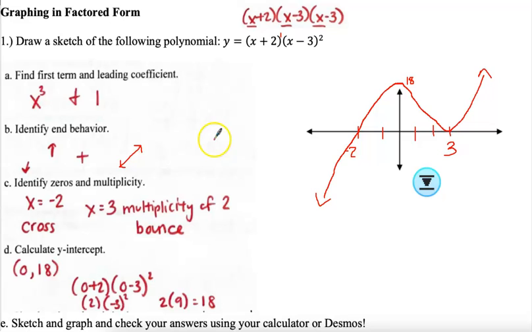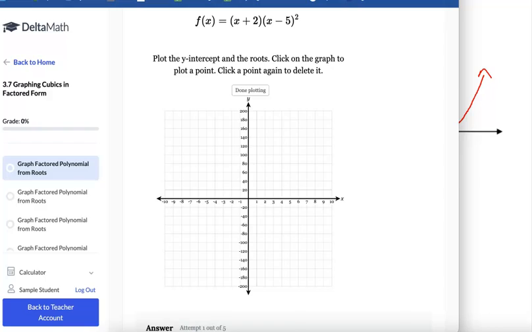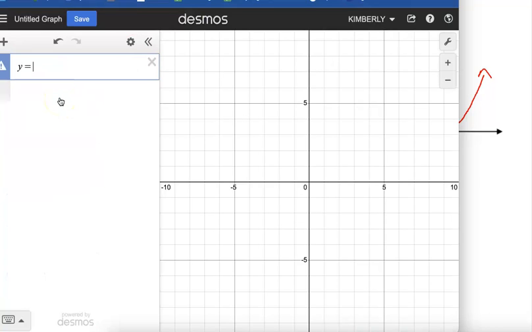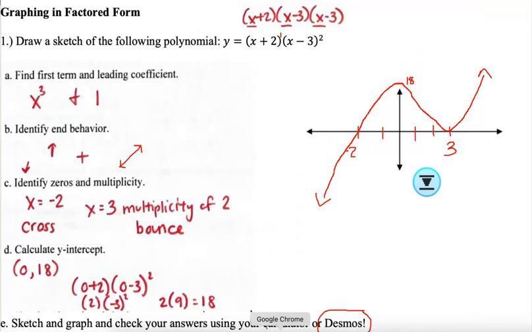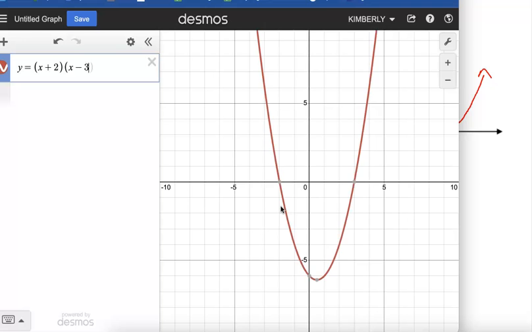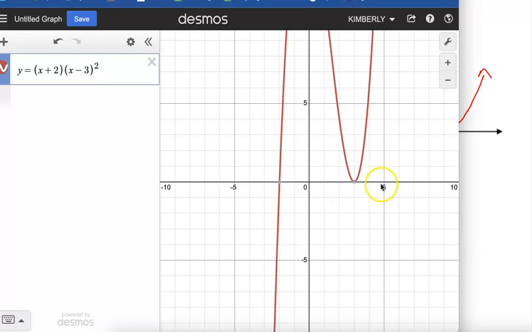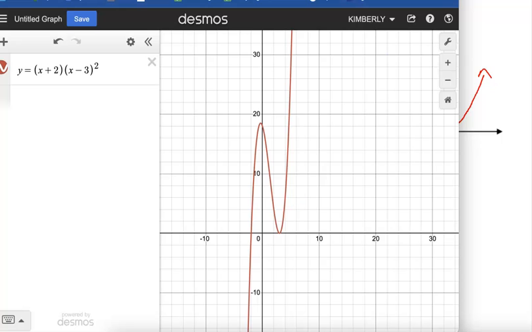Awesome. Now again, if you wanted to check your work, you could obviously graph it. Desmos is a great way to check your work also. So if I went to Desmos and typed in y equals (x plus 2)(x minus 3) squared, I can kind of see, if I zoom out, the prettier version of what your graph would look like. So it would be crossing at negative 2, crossing at positive 3, crossing the y-intercept, going boop, boop, boop.